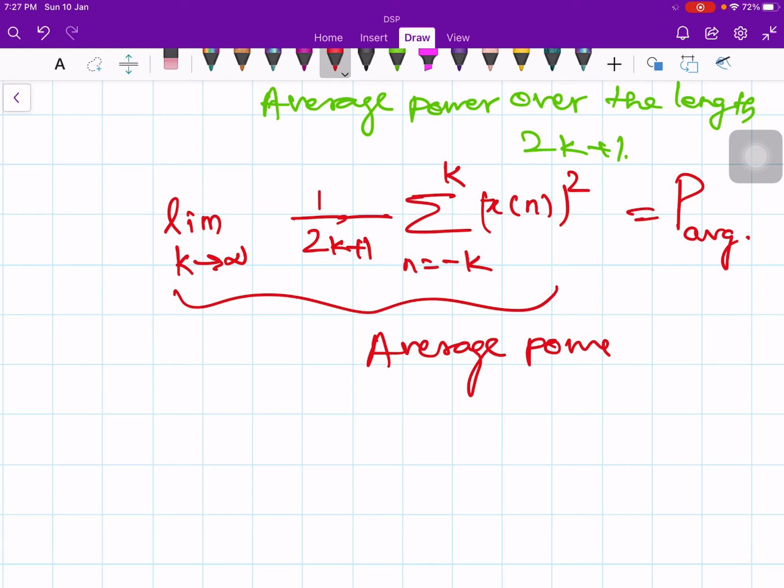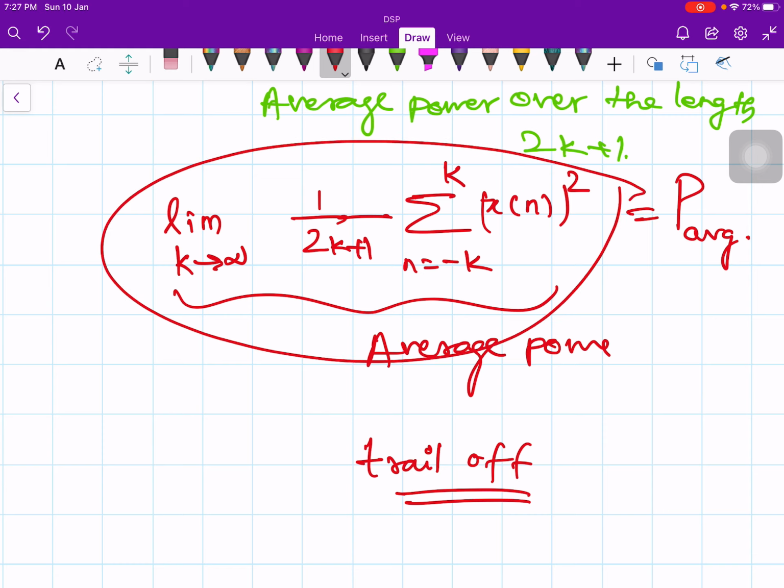So what you do is you go to a sufficiently large number, okay, increment by 1, 2, 3 and so on, and see does the average power change. Usually sequences trail off. If you keep on adding, then the sequence will trail off at very large values of n. Okay, therefore this is a meaningful definition for the average power.